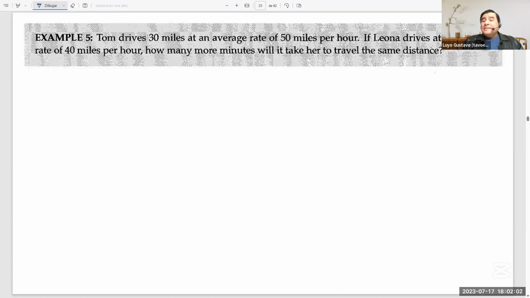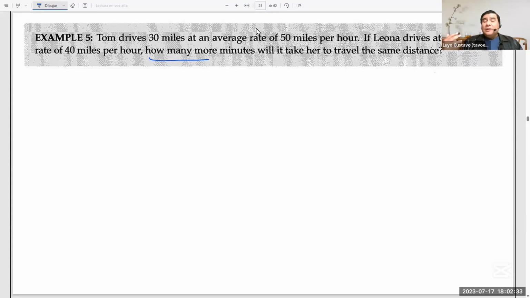So this one is a little different. It involves calculating a difference. Every time you see something like "how many more," it means a subtraction between two quantities. So a subtraction between which quantities? It is the time Leona will take to travel some distance and the time Tom will take to travel some distance, right?